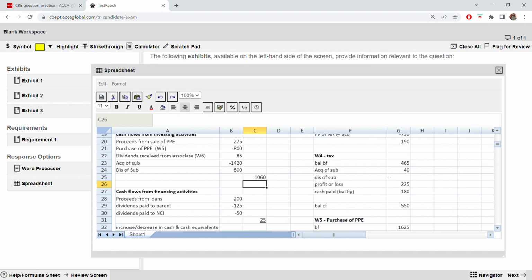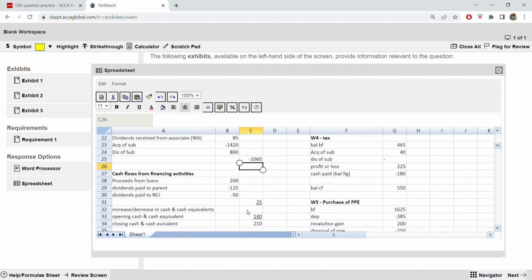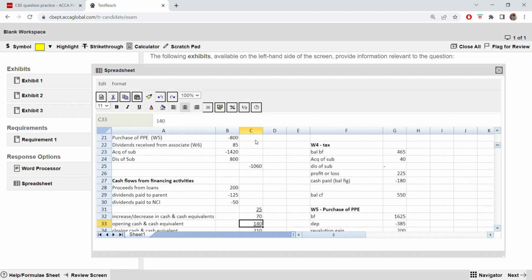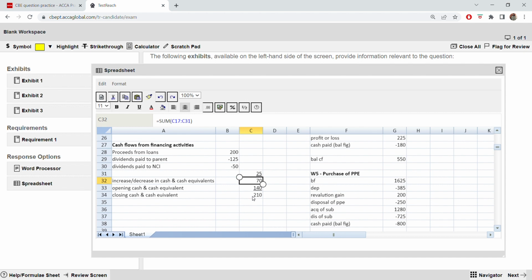Now financing we have already done. So here just use the sum function again, with the operating. Enter. You see, you have got 70. And with 70 opening balance you add and you are getting 210. So you are correct. You have balanced your statement of cash flow. You have reconciled exactly.